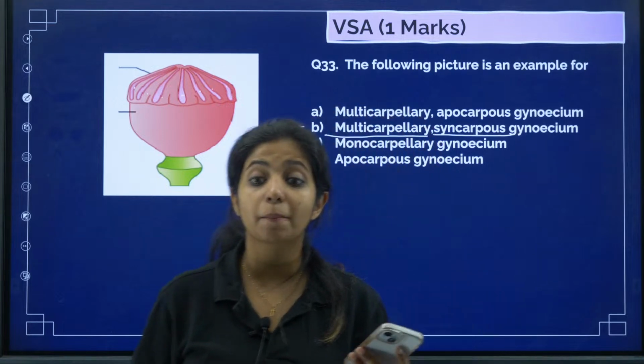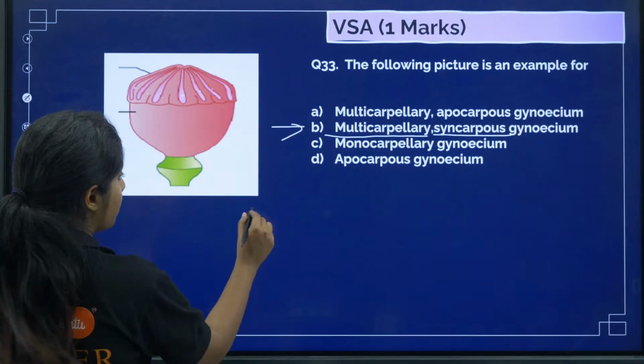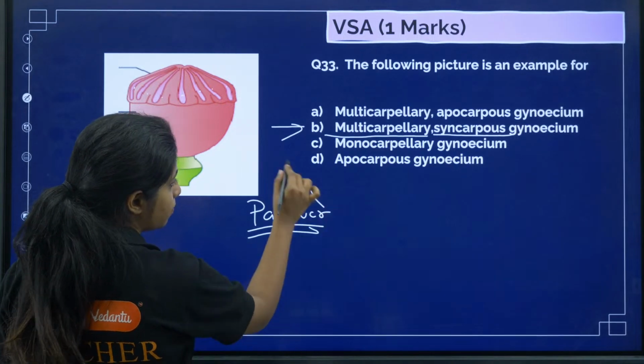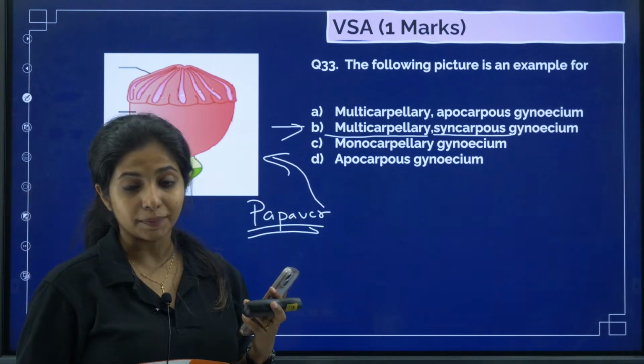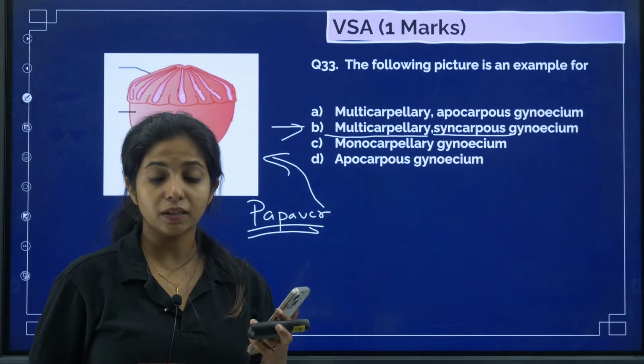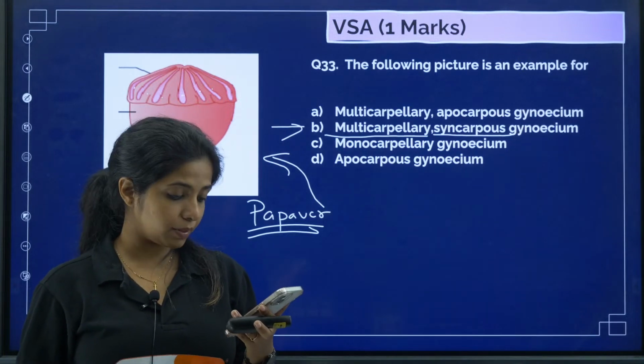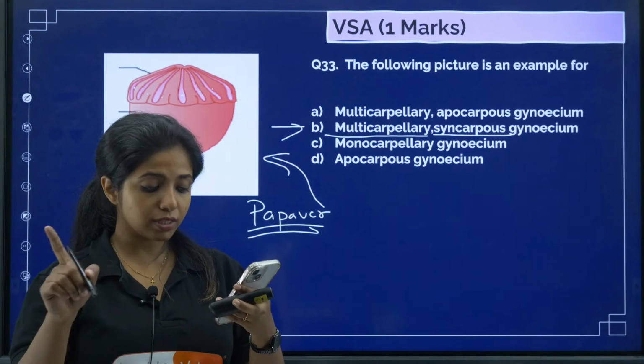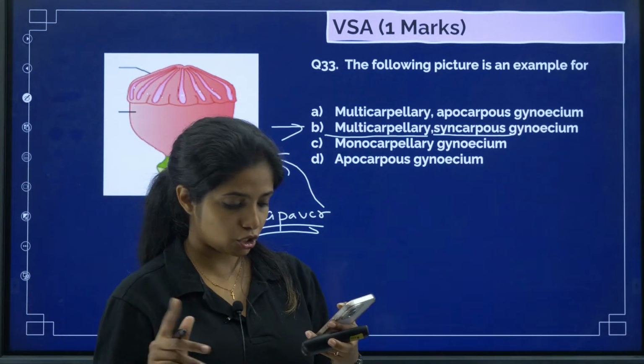Yes, Arushi, it is Papaver. That is the example of this syncarpous multicarpellary condition. And for the apocarpous multicarpellary condition, you have one more example, that is Michelia. All these examples are really important, my dear children.